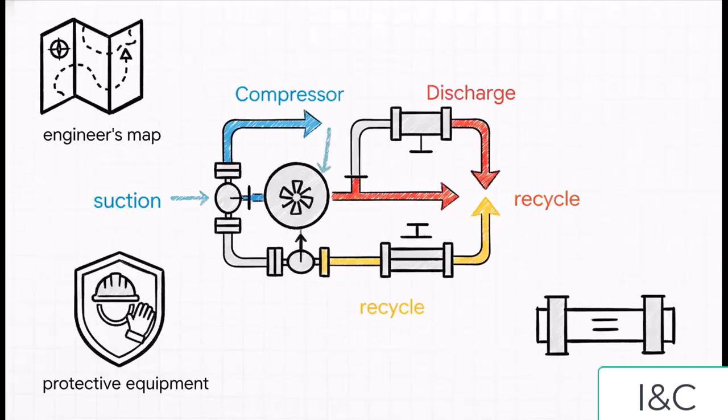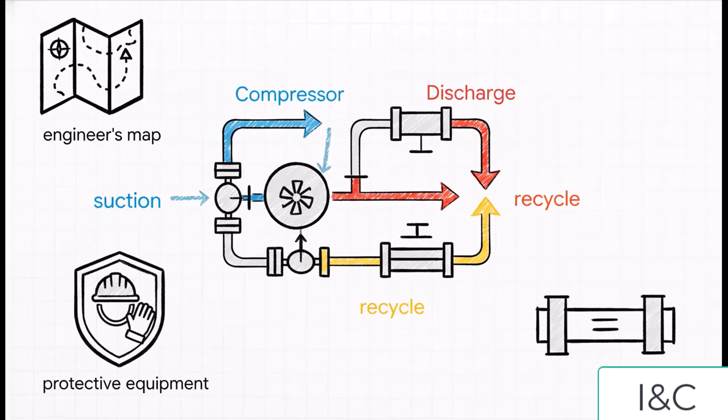So let's just recap what we've done here. You're not looking at a confusing mess anymore. You can now look at a compressor P&ID and actually read the map. You can trace the suction, discharge, and recycle paths. You can spot the key protective gear. And you even understand the physics that dictates why the pipes are the sizes they are.